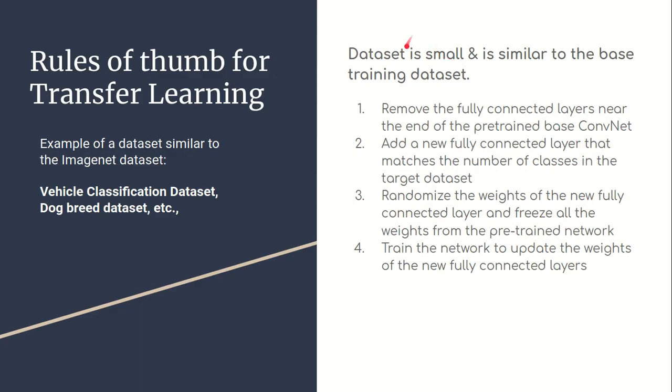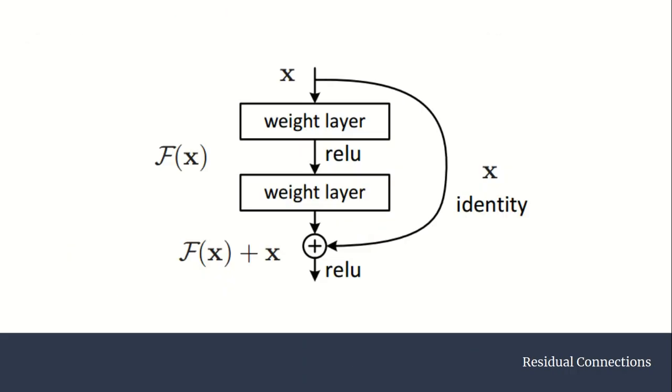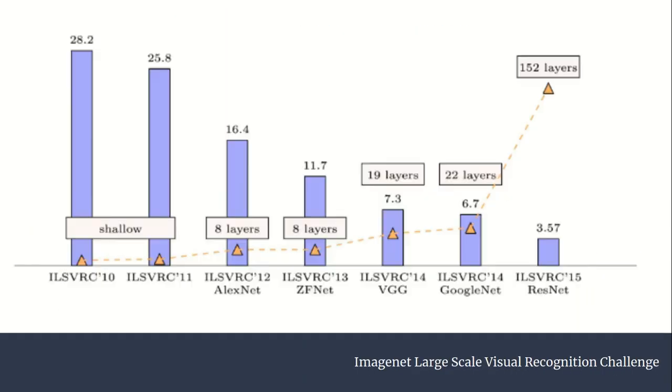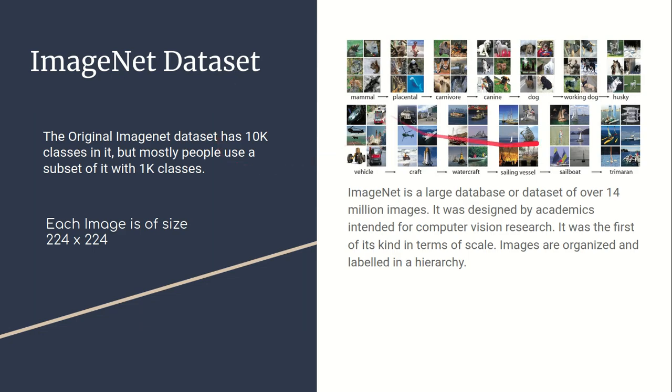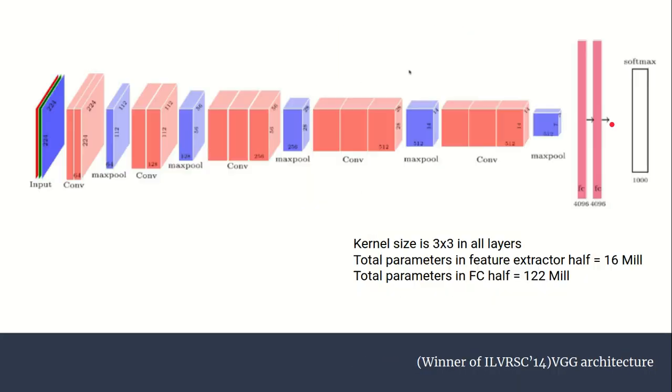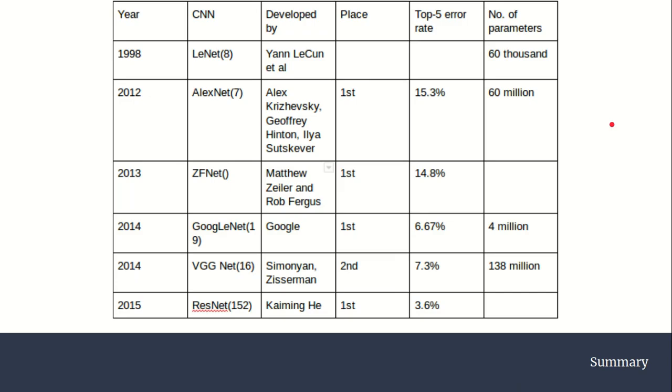So when the dataset is small and similar to the base training set, which is the ImageNet dataset, you can think of a vehicle classification dataset. You give the images of different vehicles, and the model needs to predict whether that's a car or a bike or a truck or whatever it is. The vehicle classification dataset might contain different vehicles, and the ImageNet dataset also contains vehicles, right? So our dataset is very similar to the ImageNet dataset, which is a base training set.